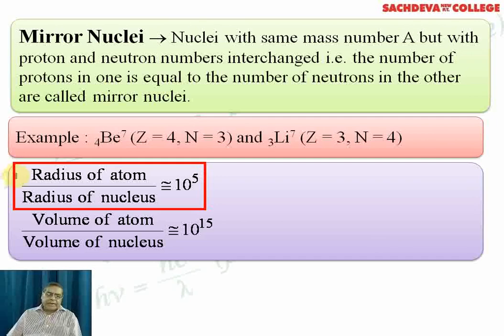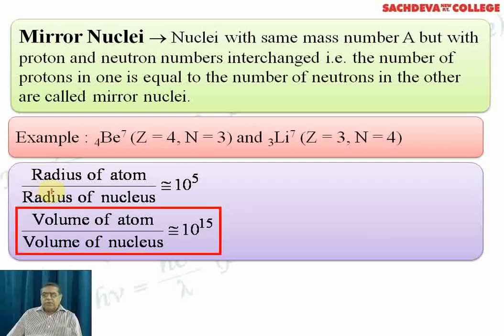Now we come to the radius. The atom is supposed to be a sphere and the nucleus is also supposed to be a sphere. The order of the size of an atom is about 10^-10 meters, whereas for the nucleus it is 10^-15 meters. So we have to find the ratio. It is 10^-10 divided by 10^-15, and it comes to be 10^5.